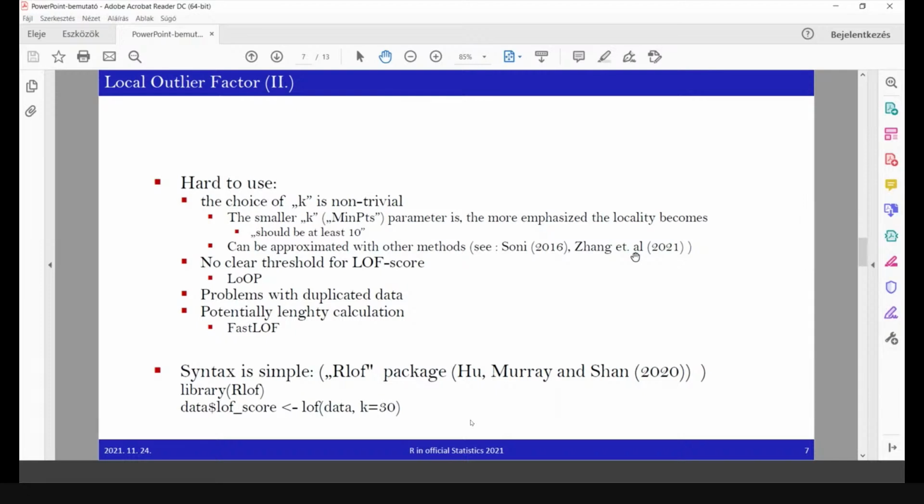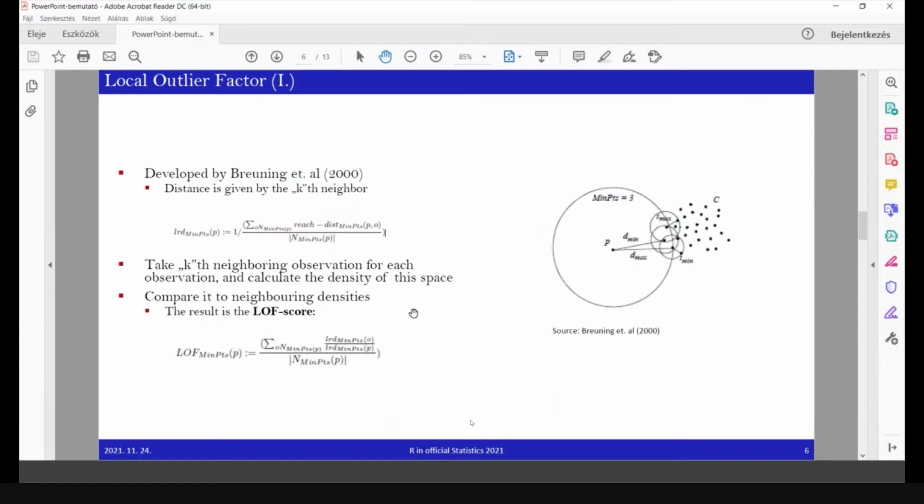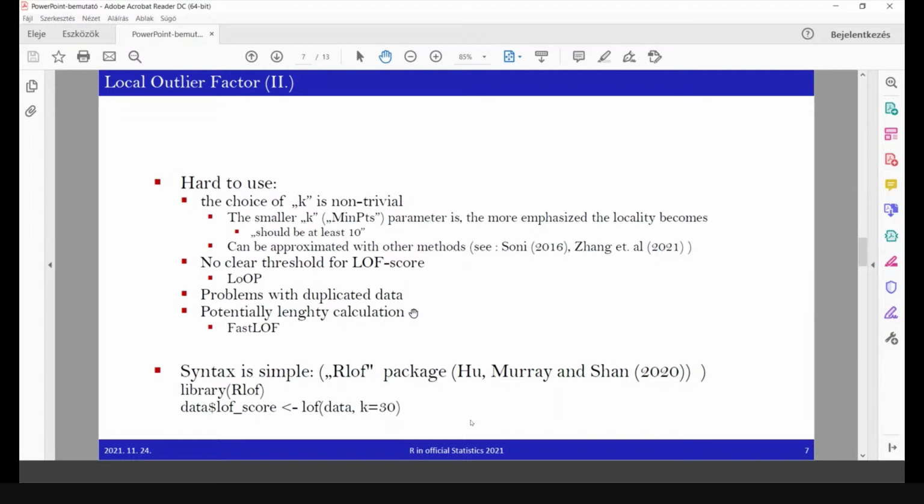There is also a problem with duplicated data. So in the previous one, there are divisions. So this basically arises when, by duplicated data, I mean where there are data in the same coordinates. So if there are 2 data which are the same and we choose K to be 2, then essentially the local outlier factor by definition is going to be infinite. So it cannot be really dealt with. So there is this problem with duplicated data.